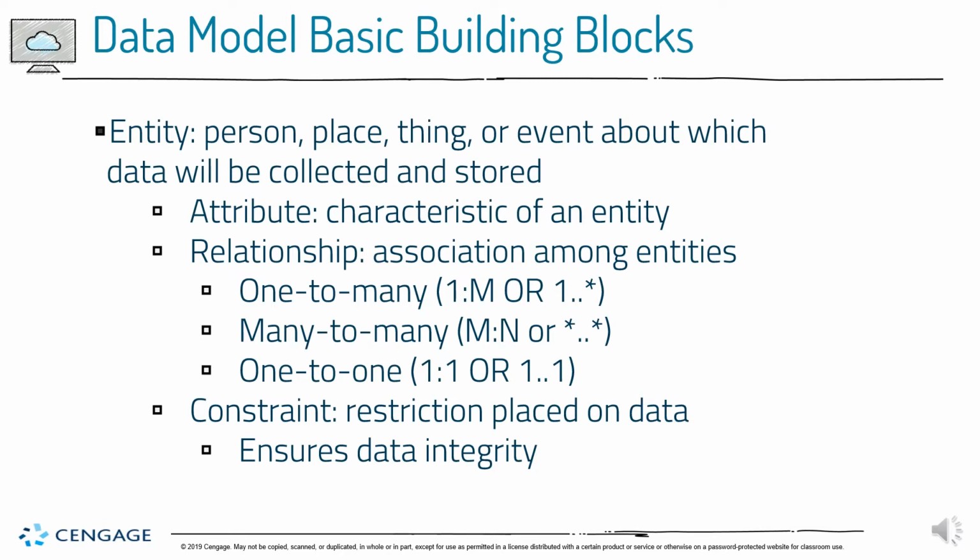Data models use three types of relationships: one-to-many, many-to-many, and one-to-one. Database designers usually use the shorthand notations 1:m or 1 to asterisk, m:n or asterisk to asterisk, and 1:1 or 1-to-1 respectively. A constraint is a restriction placed on the data. Constraints are important because they help to ensure data integrity. Constraints are normally expressed in the form of rules.